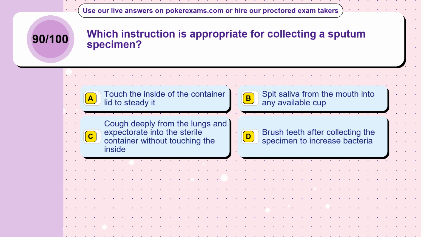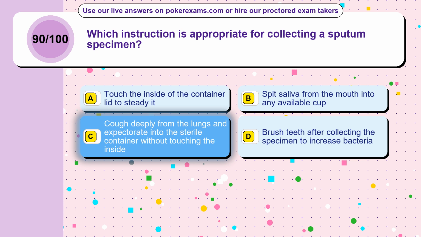Question 90. Which instruction is appropriate for collecting a sputum specimen? Option A. Touch the inside of the container lid to steady it. Option B. Spit saliva from the mouth into any available cup. Option C. Cough deeply from the lungs and expectorate into the sterile container without touching the inside. Option D. Brush teeth after collecting the specimen to increase bacteria.